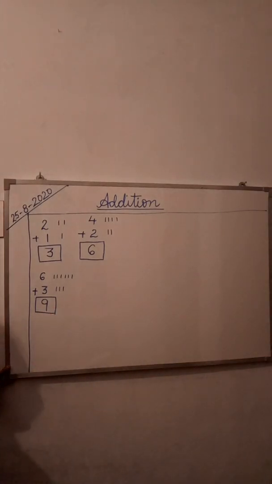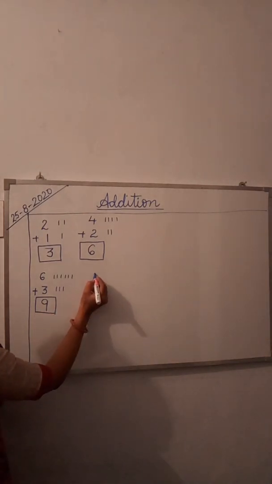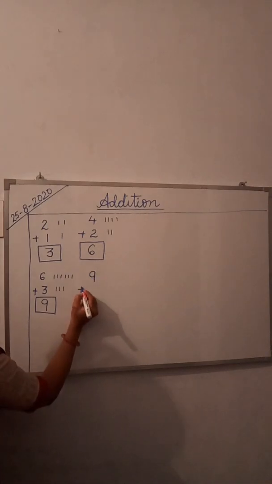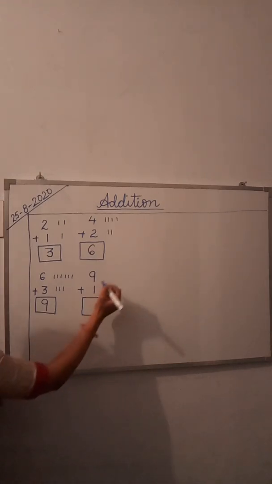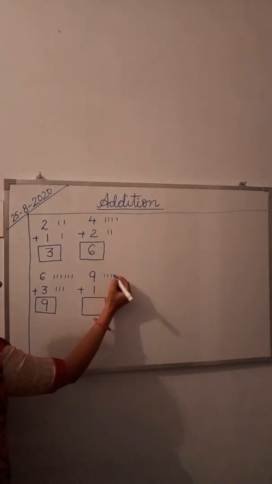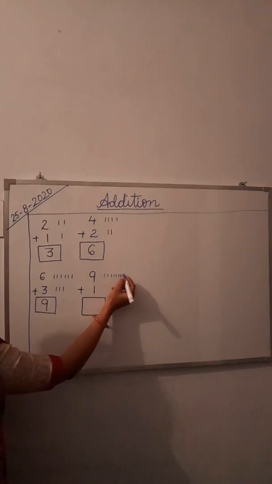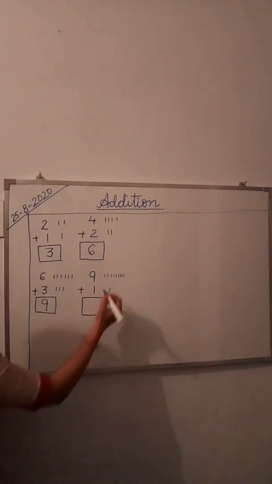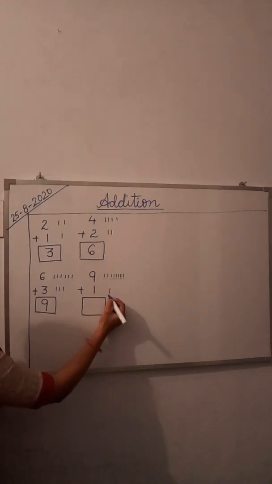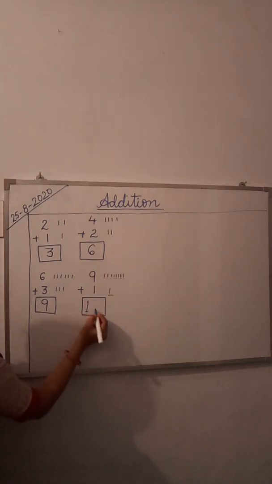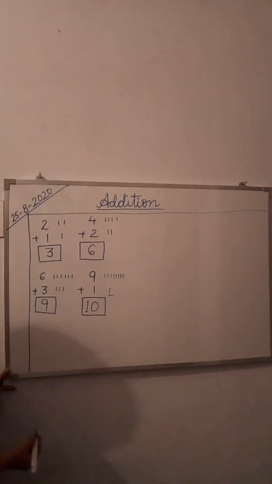Total will be 9. In the same process, 9 plus 1. And this block is empty. Now what have to do? 1, 2, 3, 4, 5, 6, 7, 8, 9 and here 1. Count it 1, 2, 3, 4, 5, 6, 7, 8, 9 and this is 10. Total will be 10. Okay?